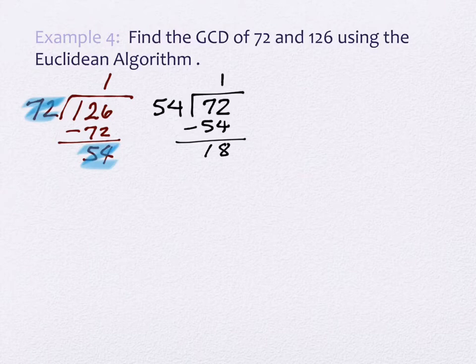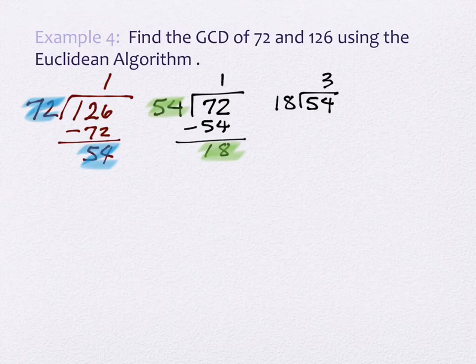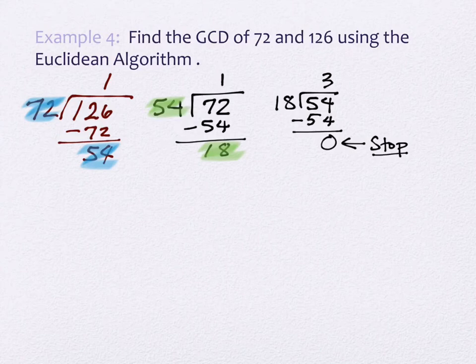Okay, wash, rinse, repeat. Now I'm going to take the previous divisor, 54, and divide it by the remainder, 18. How many times will 18 go into 54? 3. What's 3 times 18? 54, which gives me a remainder of 0. That 0 tells me to stop. Not only does it tell me to stop, but it also tells me I have found the answer to this question. It's the last thing I divided by. It's 18.